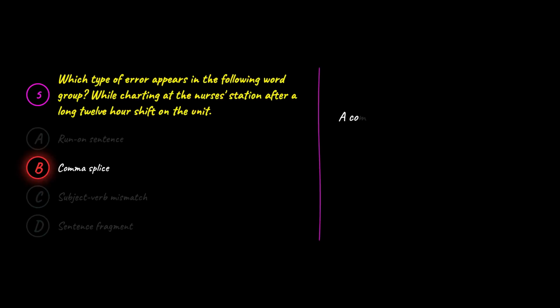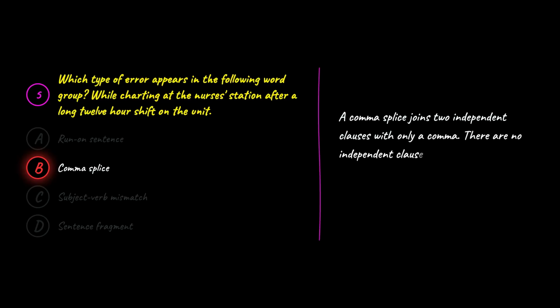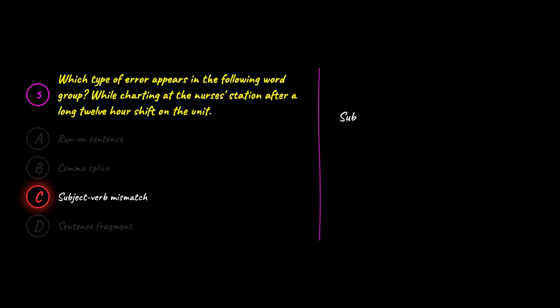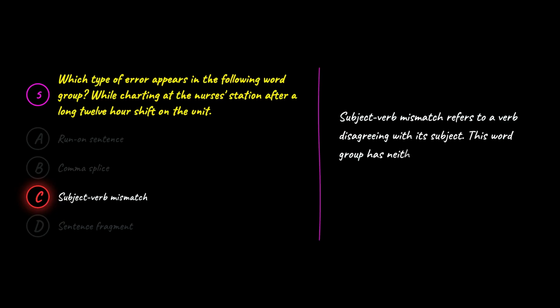B is wrong because a comma splice joins two independent clauses with only a comma. There are no independent clauses present here, so this label does not fit the error. The word group lacks even a single complete clause. C is wrong because subject-verb mismatch refers to a verb disagreeing with its subject. This word group has neither a complete subject nor a finite verb to disagree, so the label cannot apply to this kind of fragment.